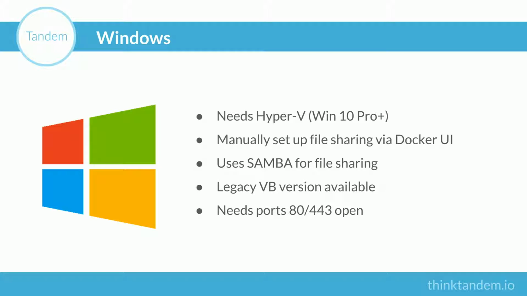But you need to have Hyper-V installed. Again, if you have an older version of Windows, you can still use Kalabox. You just have to use our legacy VirtualBox version. We do require you to set up file sharing directly in the Docker UI. This is in our documentation, but just a shout out for that now. It uses Samba for file sharing, which is also fairly quick. And like Mac, you need to have ports 80 and 443 open.